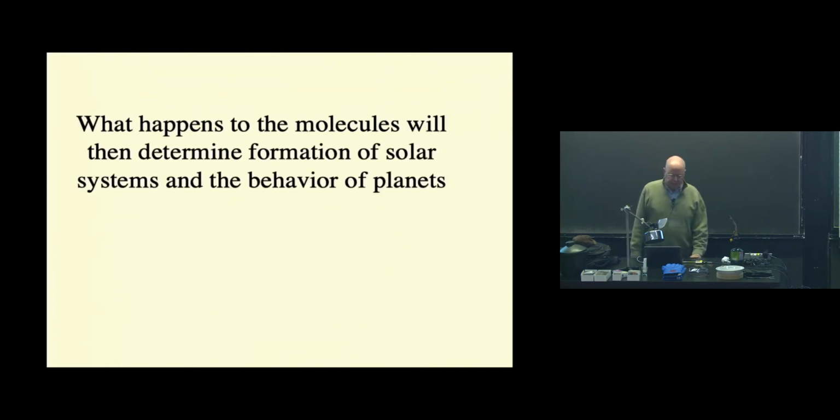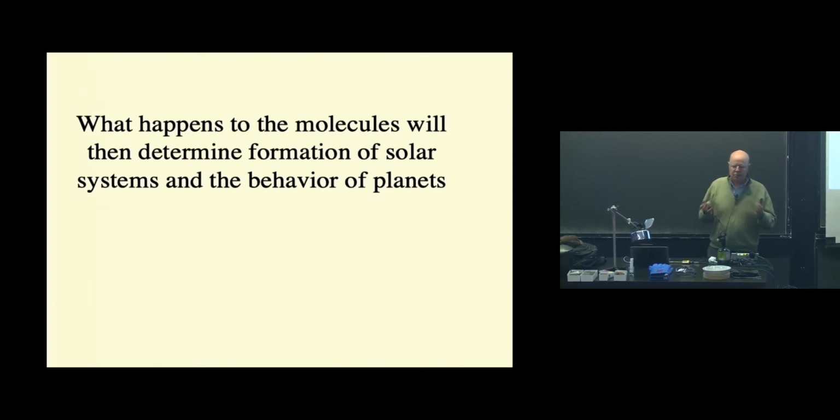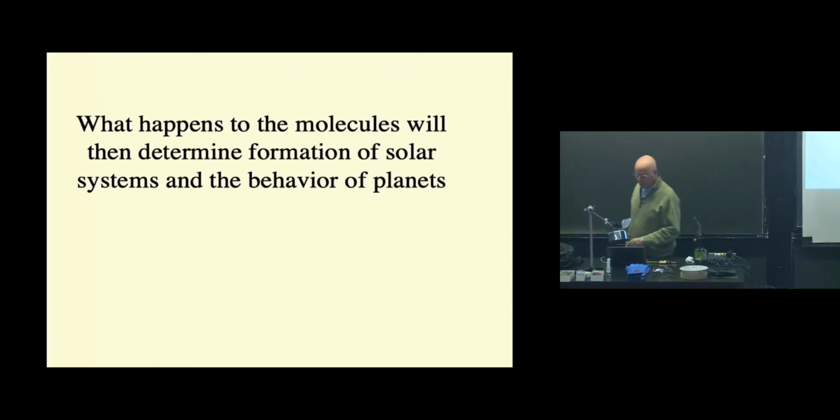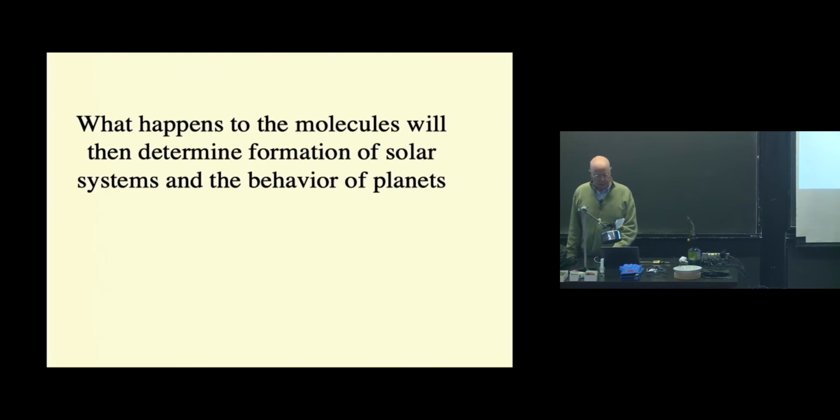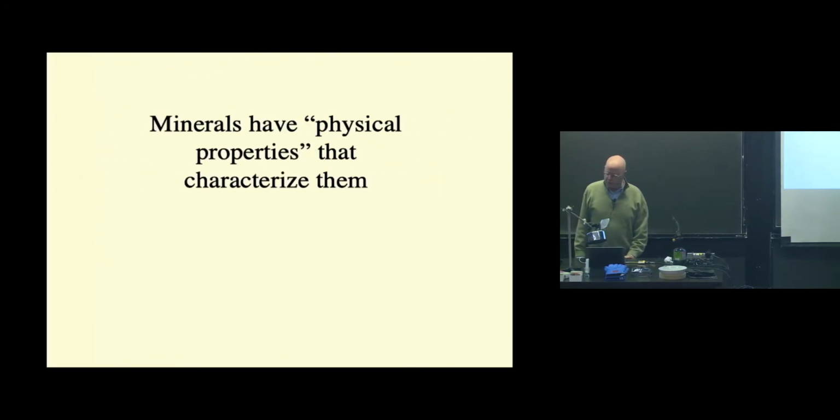And now what happens to these molecules will then determine how solar systems form, how planets behave, how planets evolve, because all of the stuff that happens is going to be involving interactions among electron clouds that are occurring on planetary surfaces and interiors. And these will depend on the physical properties of various minerals.